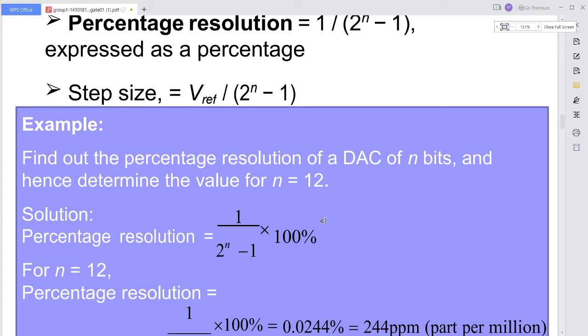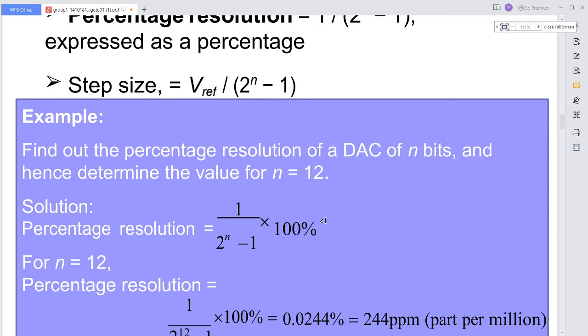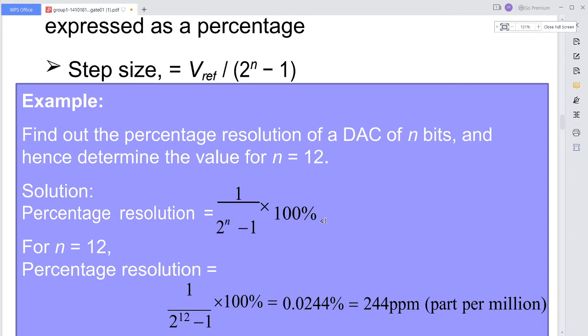Technically we can call them 8 steps only, but we are giving names to each and every step. So the first step is 0 step, the second step is 1, the next step is 2, and the last step will be 2 power of n minus 1. Anyway, I will show that in the graph also. So now I am going to do some problems.